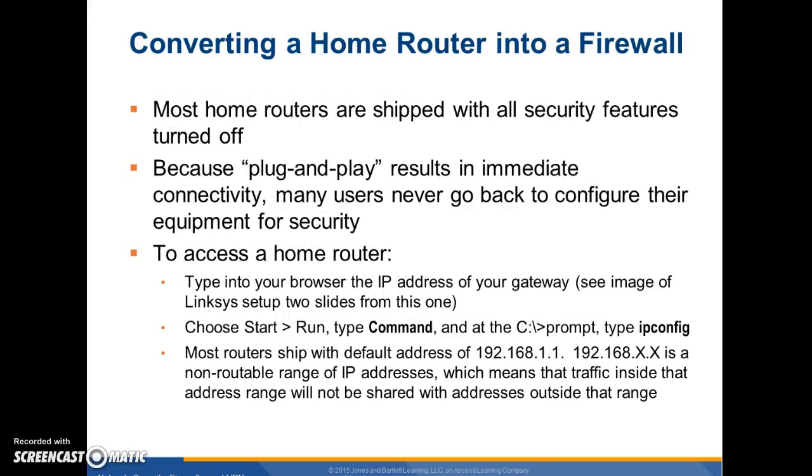In converting a home router into a firewall, most home routers are shipped with all the security features turned off. Because plug-and-play results in immediate connectivity, many users never go back to configure their equipment for security. To access a home router, type into your browser the IP address of your gateway. So you need to see the image of the Linksys setup, 2 slides from this one. Choose Start, then Run, type Command. At the C:\prompt, type ipconfig. That's ipconfig.